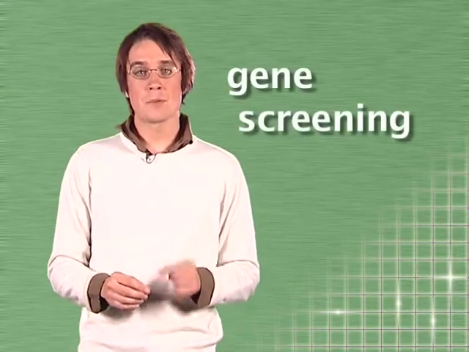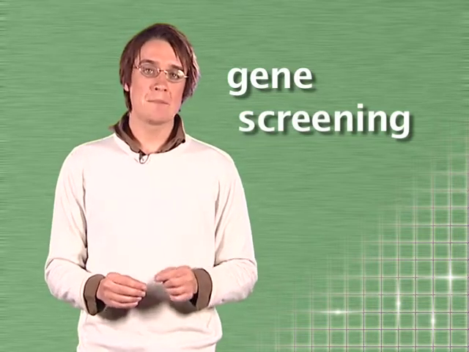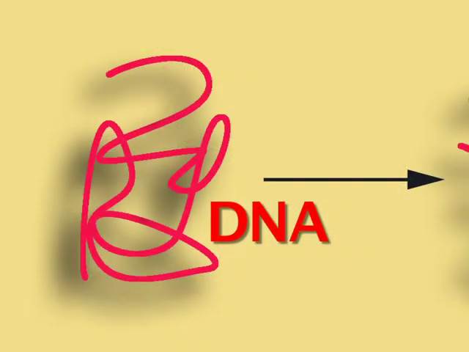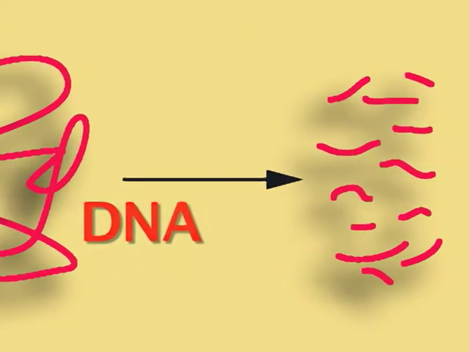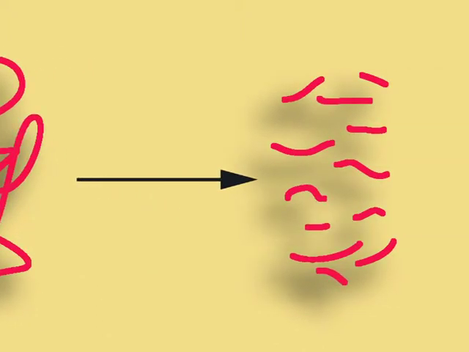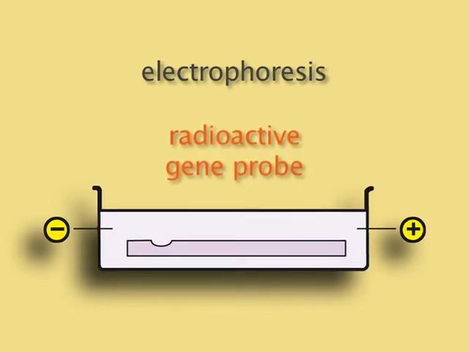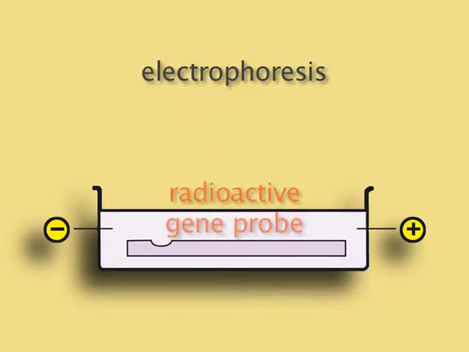For example, in prenatal testing, or in pre-implantation testing for embryos produced by in vitro fertilization, IVF. One cell can be removed from the embryo when it is at the 8-cell stage, the DNA extracted and multiplied using the PCR, and then separated using electrophoresis. A radioactive gene probe is added. This contains a sequence of DNA complementary to a known mutation of the gene. For example, the CFTR gene involved in cystic fibrosis.